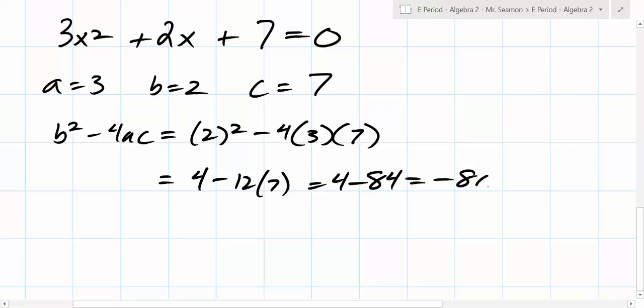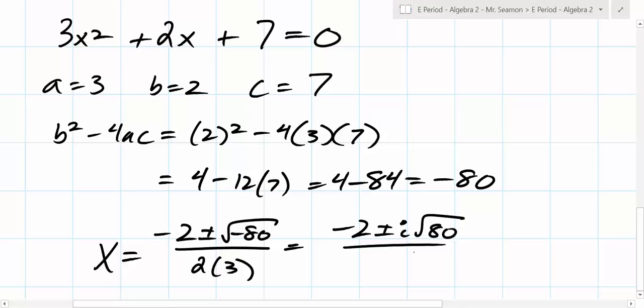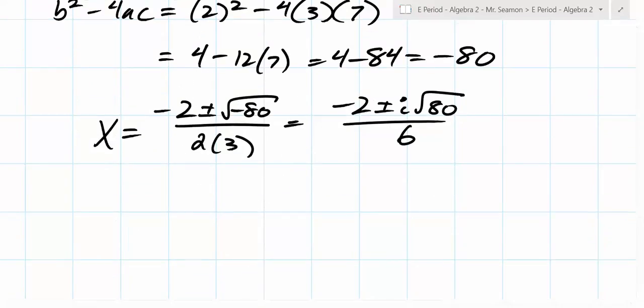So it's negative 80. So you end up with x is equal to negative b, which would mean negative 2 plus or minus the square root of negative 80 all over what? 2 times 3, yep. So you end up with negative 2 plus or minus. Many of you had this. I heard you saying this out loud and thinking you were done. You're not because it's not simplified.